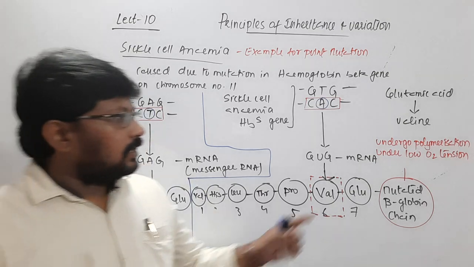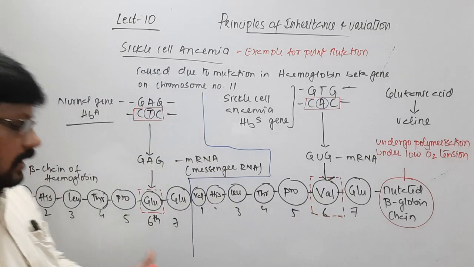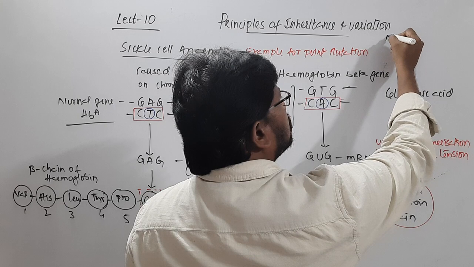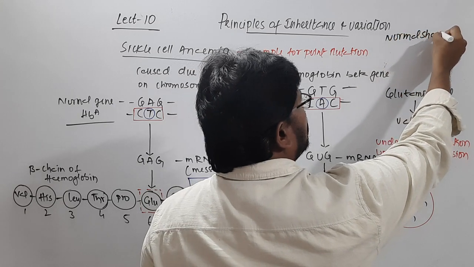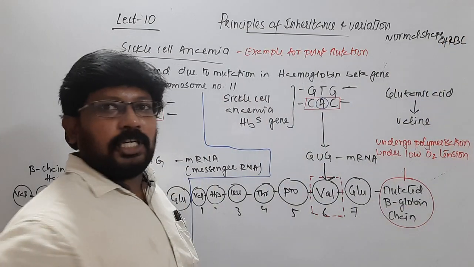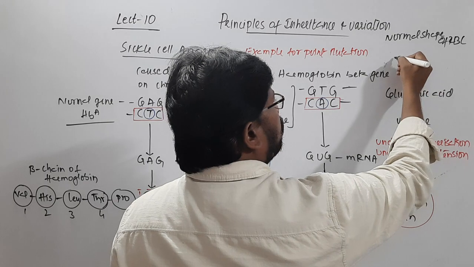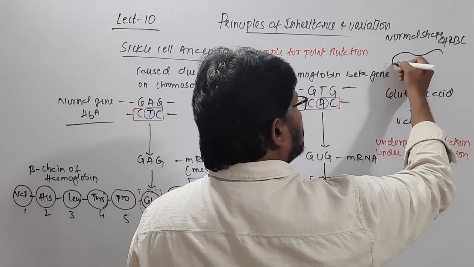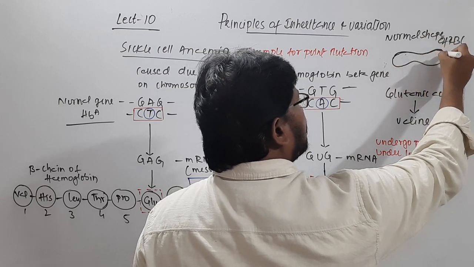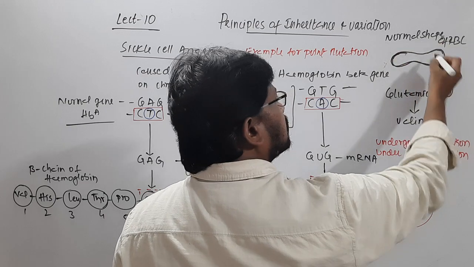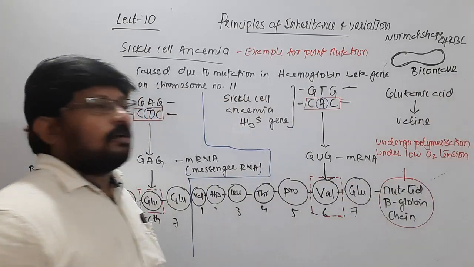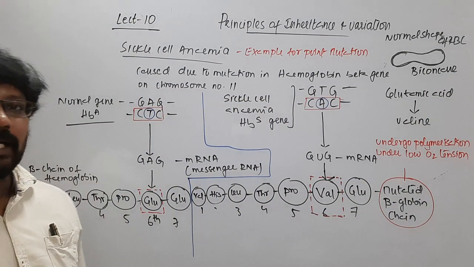Usually the shape of RBC is biconcave. So the normal shape of RBC is biconcave. This is what you will see from the side. When we see it from the side, it looks like this. This is the shape of RBC. The normal RBC will be biconcave.